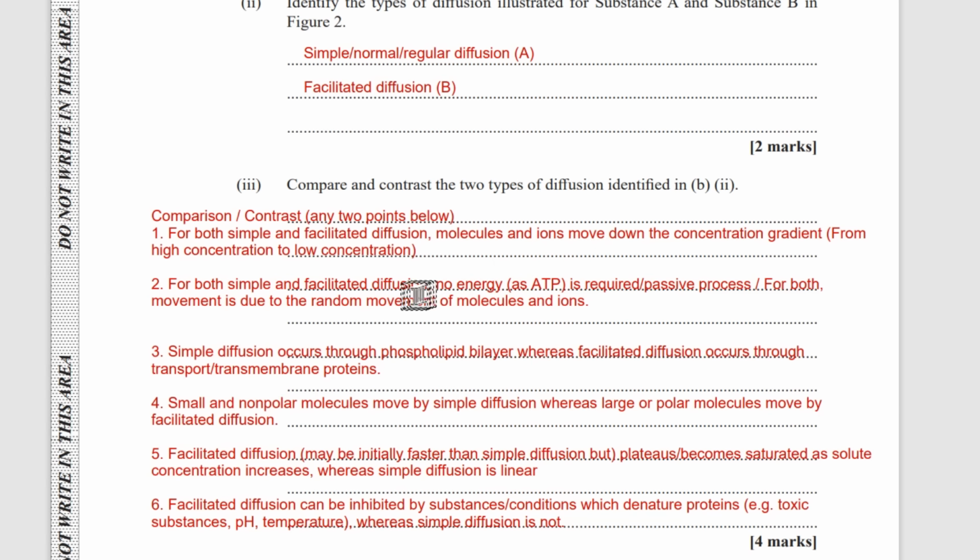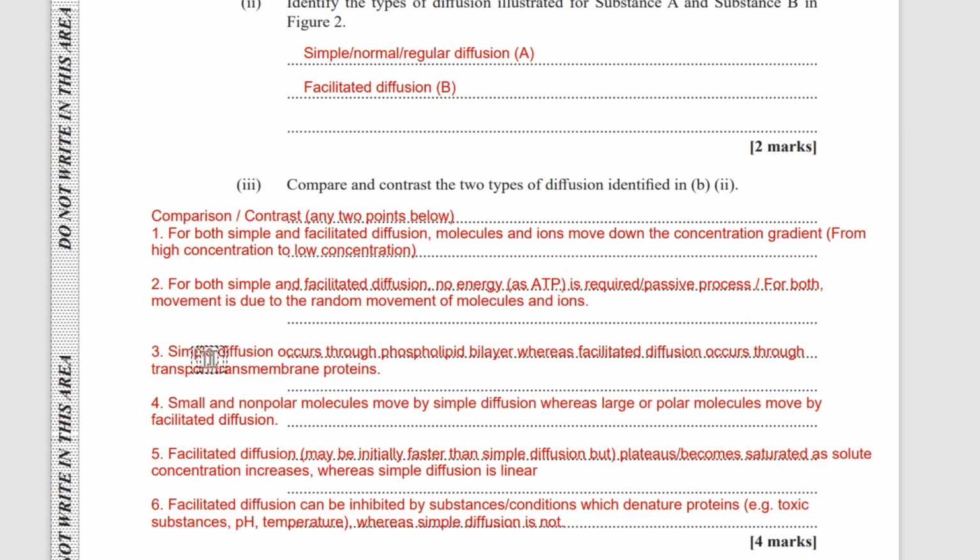For both simple and facilitated diffusion, no energy is required. So it's a passive process, unlike something like active transport, right? Both are due to the internal energy of the molecules. The kinetic energy of the molecules naturally moves them about. There's no additional energy needed from any cell or anything like that. So it's not like loading sucrose into the phloem.